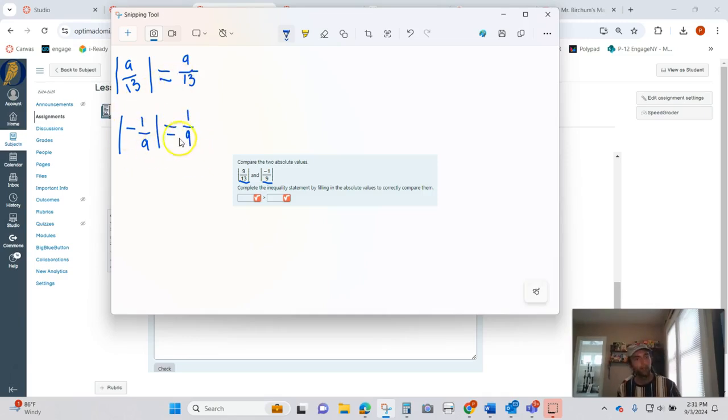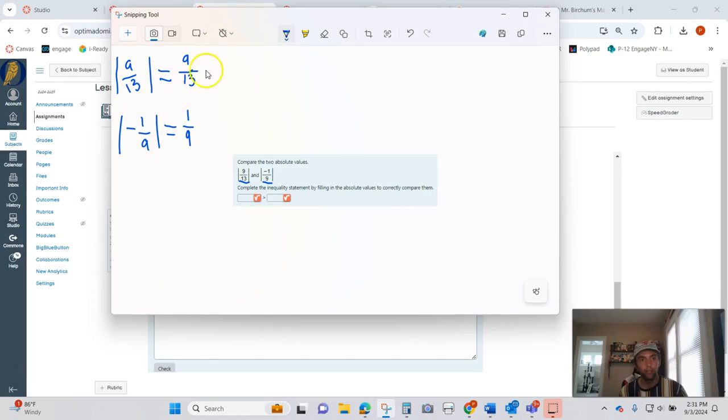Here's how we find the absolute values. Yes, this is negative 1/9 of a unit to the left, but distance is never measured in a negative, and when we're finding the absolute value of a number, we're finding the distance. So the answer to any absolute value question is a positive. Like this, any absolute value, the number always turns into a positive.